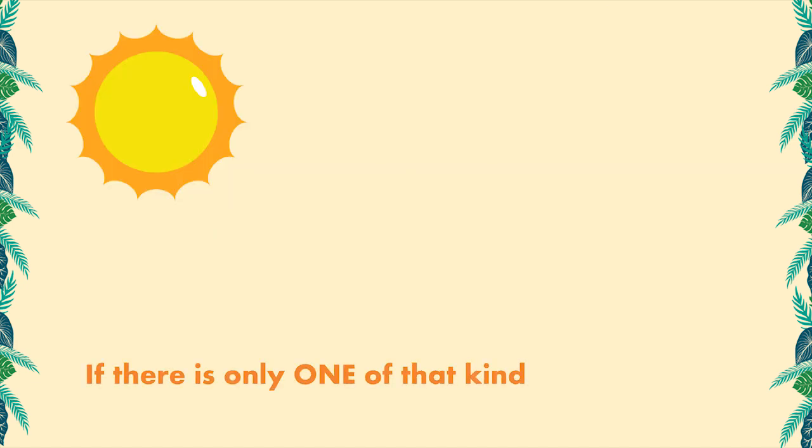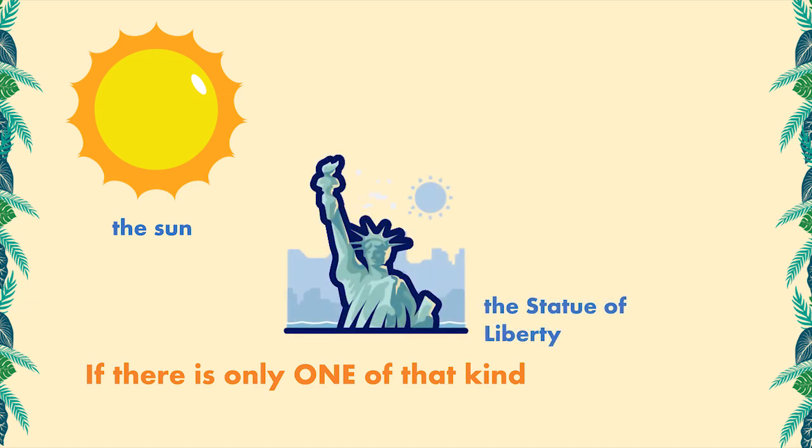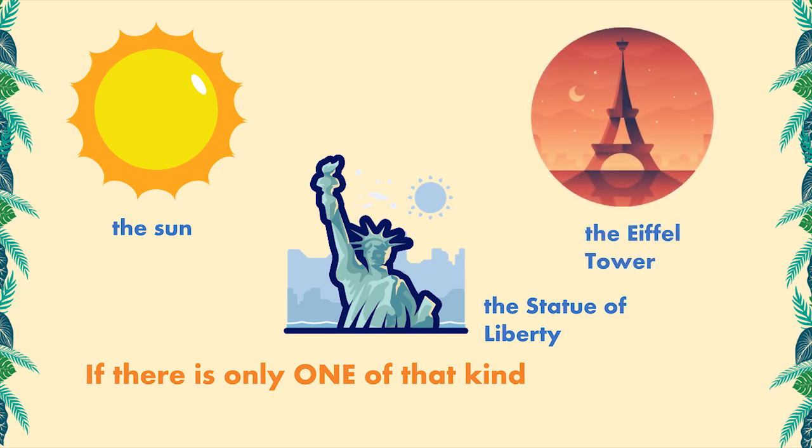One more thing. We use this article also if there is only one of that kind. Look at this picture. The sun. There is only one sun to the entire world. We use the article the. The Statue of Liberty. There is only one of this kind that's unique. So we use the Statue of Liberty. The Eiffel Tower. There is only one Eiffel Tower to the whole world that is unique. So we use the Eiffel Tower.